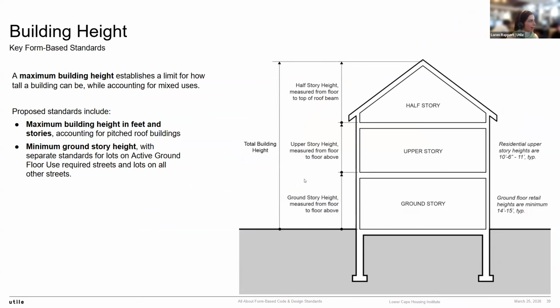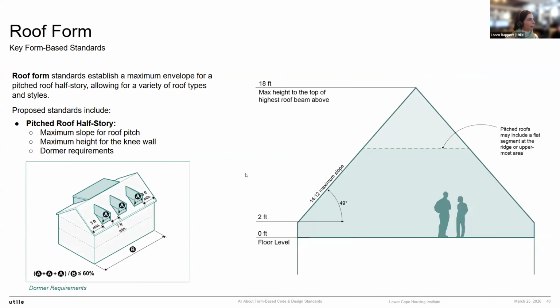Our building height is, again, regulating the full height, but we're changing the definition so that it goes to the top of the pitched roof, to the top of the roof beam. We think this is a more intuitive way of measuring building height. We were also setting standards around the minimum ground story height, and this was to ensure that we're getting the types of active uses we want to see where we're requiring them.